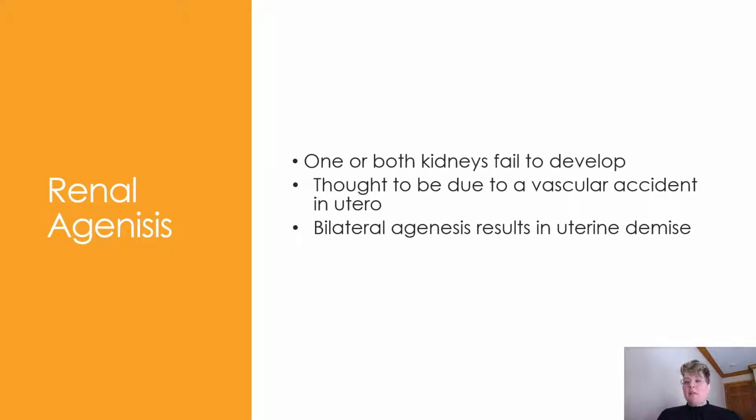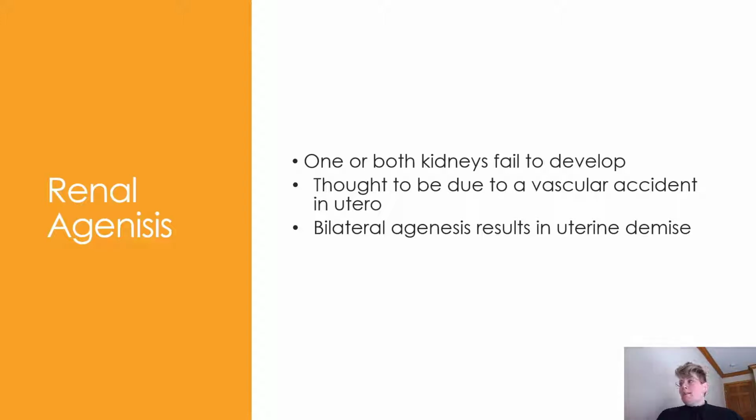Our first renal anomaly then is renal agenesis. Again, breaking down the words is going to be very helpful for you to understand what is happening with them. So renal refers to the kidney, agenesis means abnormal generation or abnormal development. And so in this case, renal agenesis means it didn't develop.